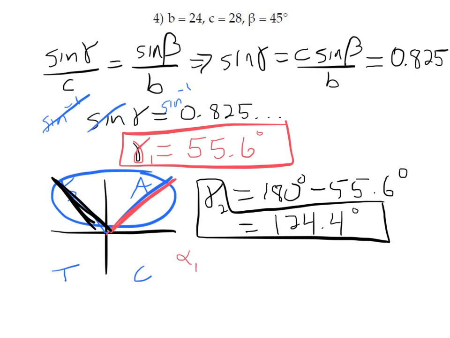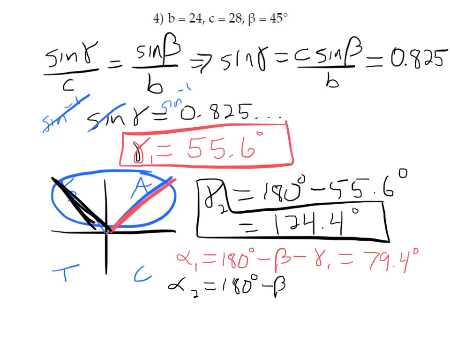So I'm going to find alpha 1. That's going to be 180 degrees minus the beta minus the gamma 1. This gives us 79.4 degrees. Well, that is definitely possible for a triangle. Let's go black again. Let's see if alpha 2 works as well. 180 degrees minus beta minus gamma 2. That gives us 10.6 degrees. Both of these are possible angles.